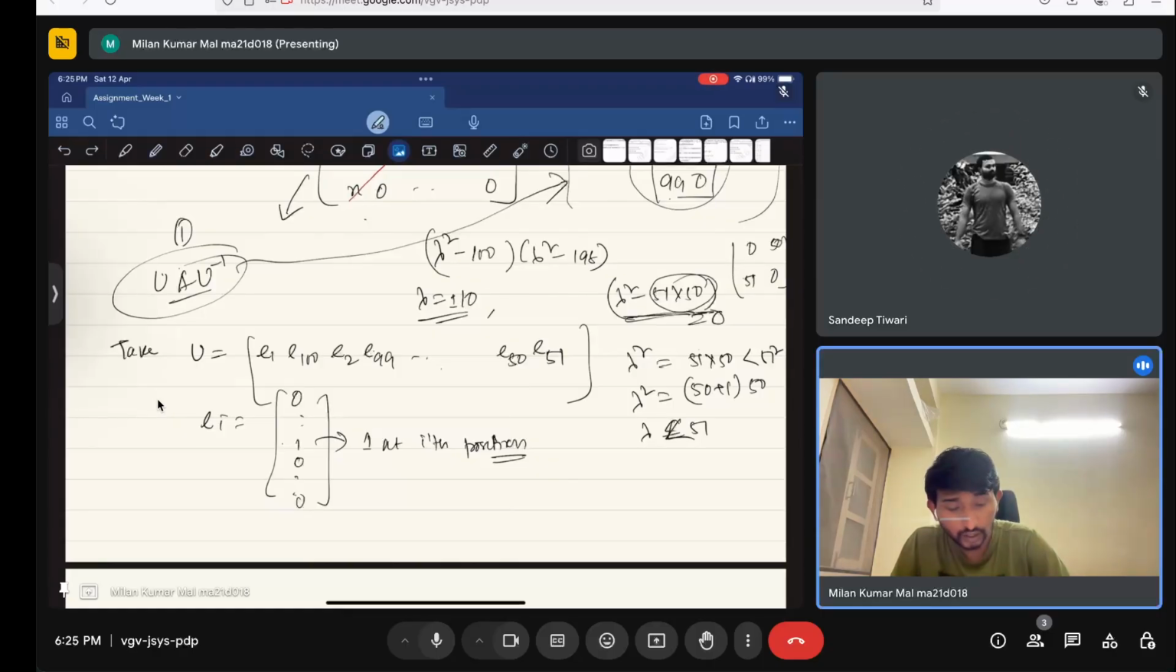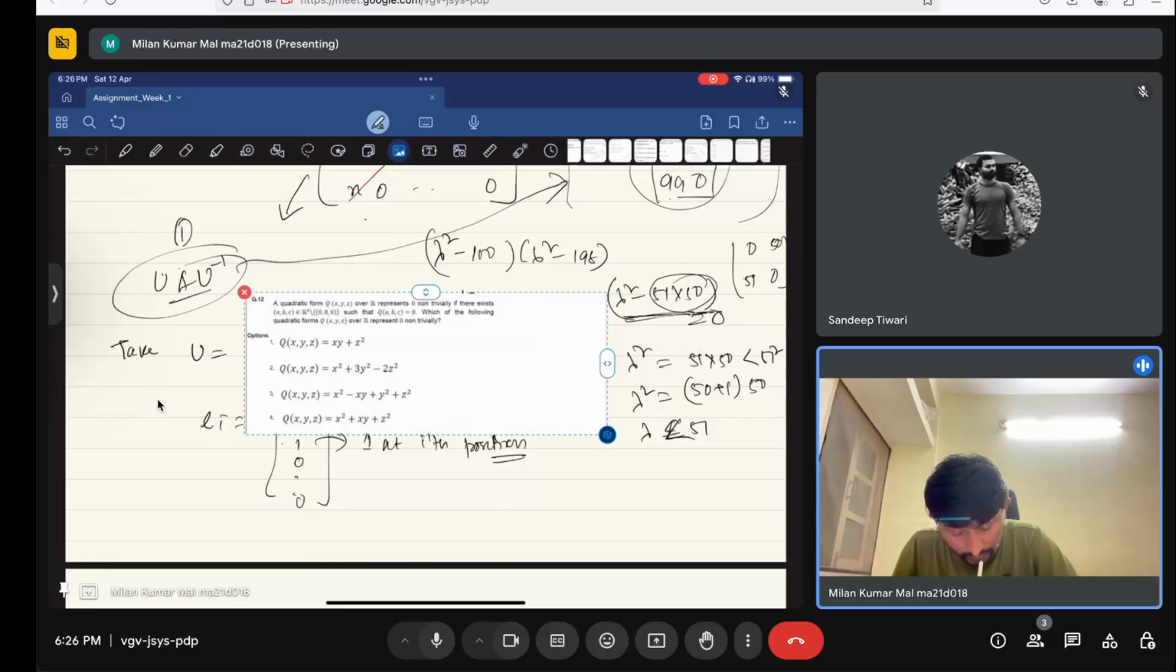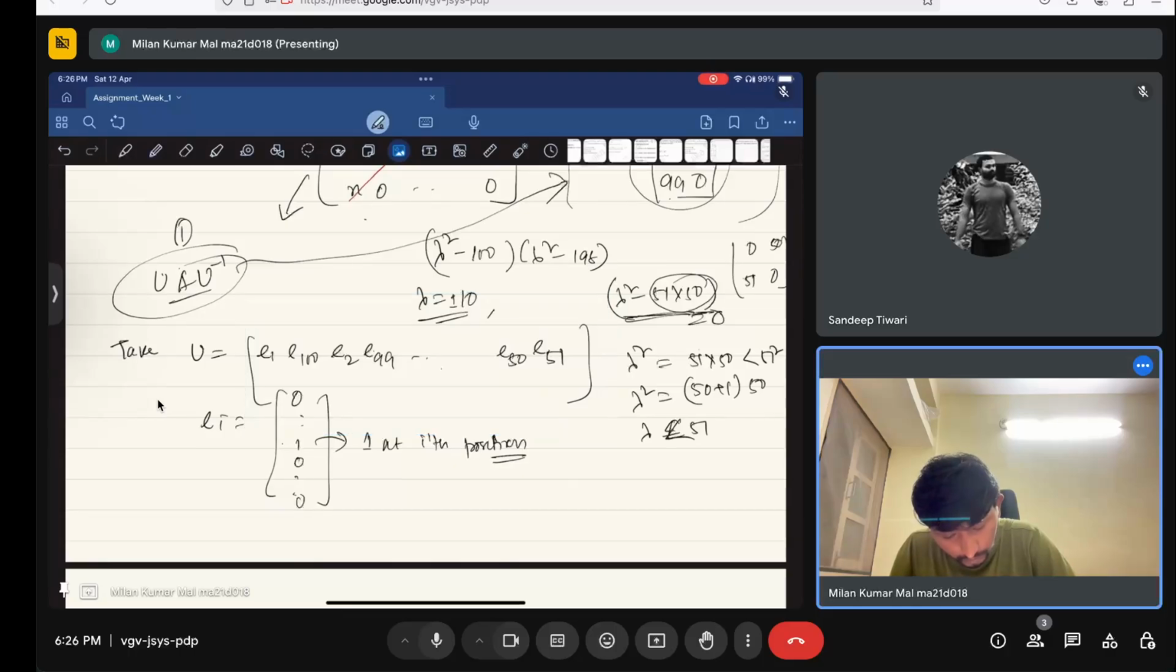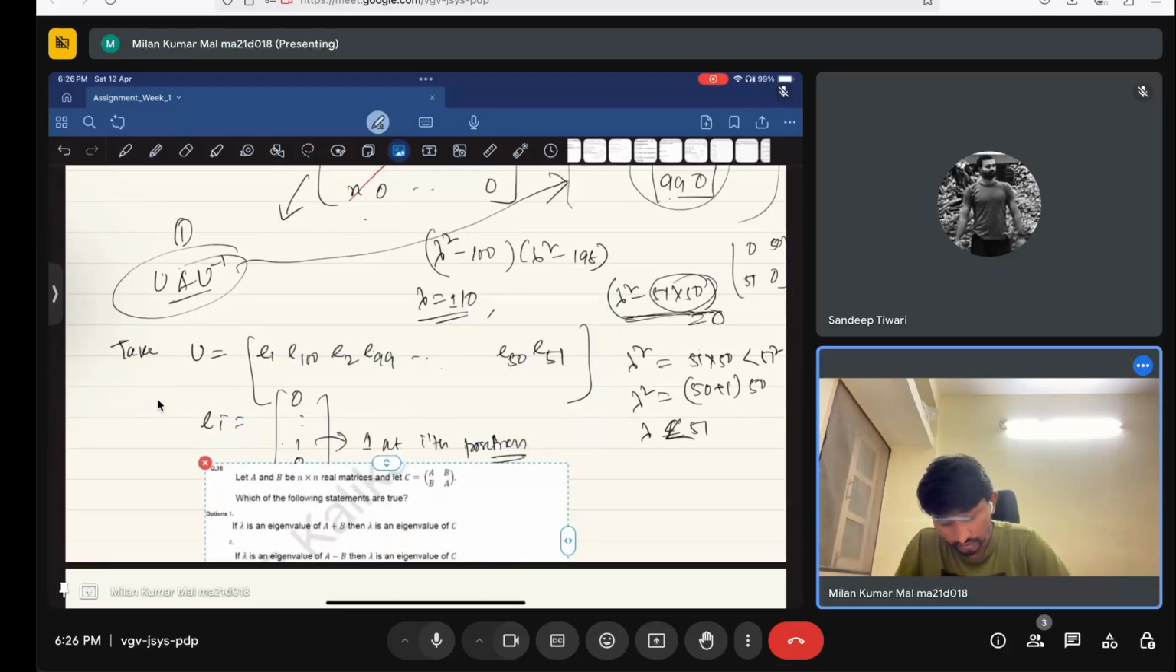Here it is orthonormal. Orthogonality, everything is there. This one is a quadratic form. I will not do it today. I will do all the quadratic form in the next last one. Let's do this one.